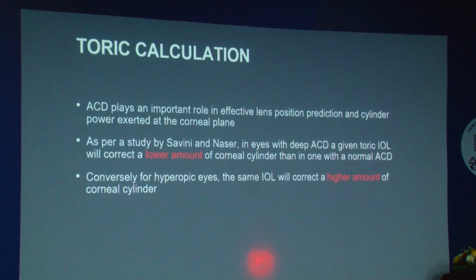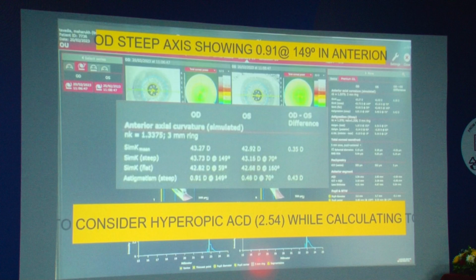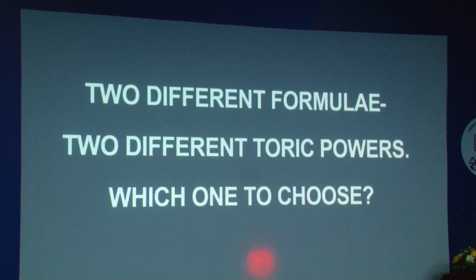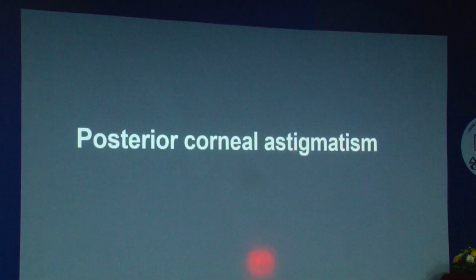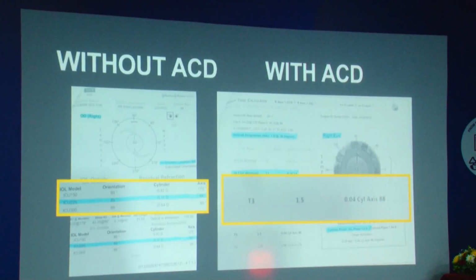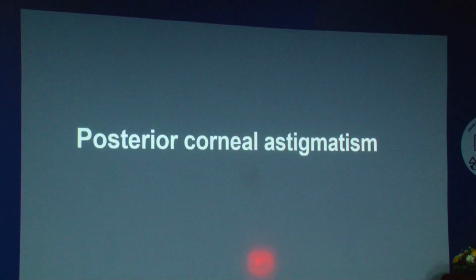And conversely, for a hyperopic eye, the same IOL will correct a higher amount of corneal cylinder. So this is a hyperopic patient. Now if there are two different formulae, two different toric powers, which one should we choose? If you can see in the left eye, the ACD was not used as one of the components. It was showing as a 25, and otherwise it is a T3. So it changes. If you put the formula with the ACD, it gives us a more accurate result.